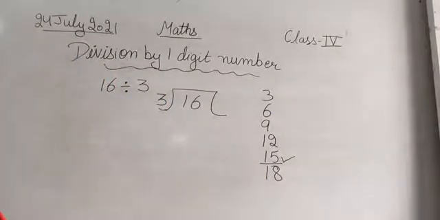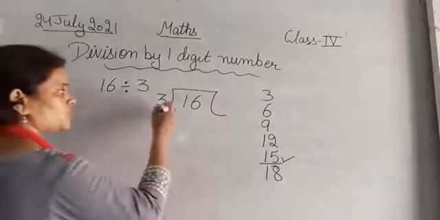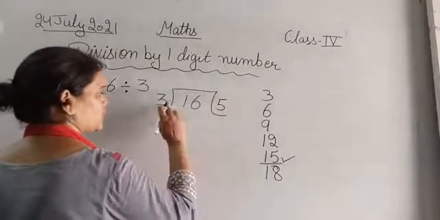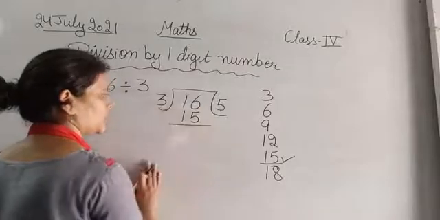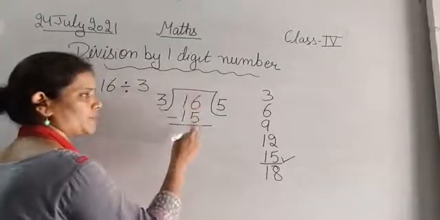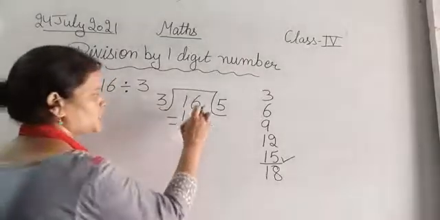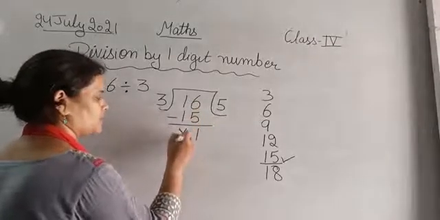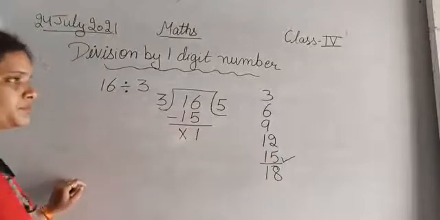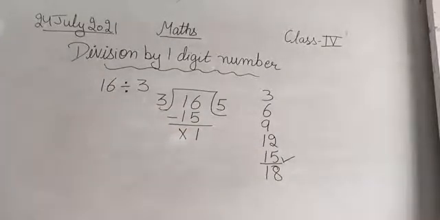So let's divide 16 by 3. 3 5s are 15. Okay, so let's divide. Now we have to do the subtraction. 6 minus 5 is 1. 1 minus 1, nothing is left, or you can put the 0 as well. दोनों आप लिख सकते हैं. You can write it both ways.